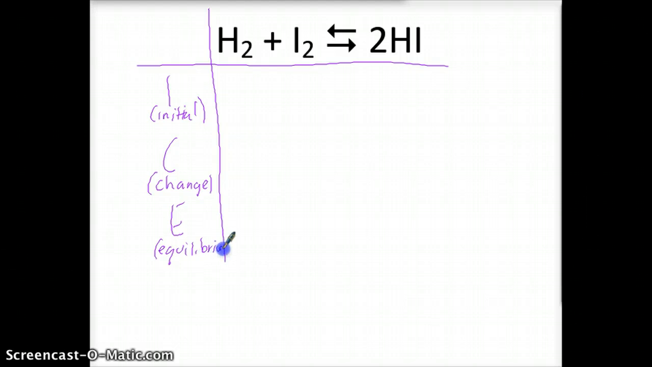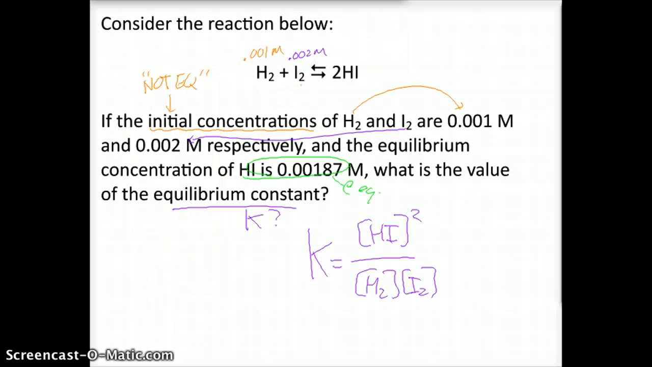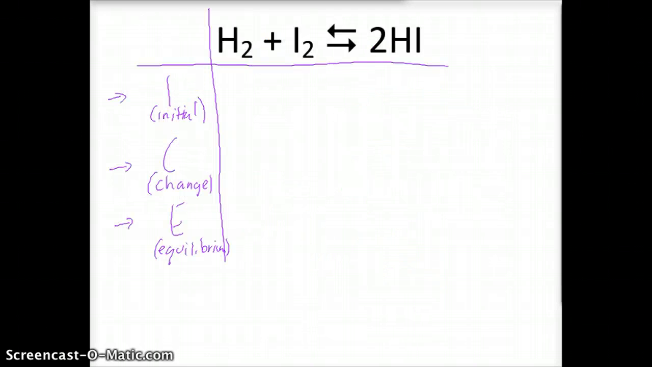Basically what we're going to track here is what are the concentrations initially in the reaction at the beginning? How are they changing, meaning which way are they shifting and by how much? And then what are they going to be equal to when we're at equilibrium? So let's plug in the values that I'm given. I know that the initial concentration of H2 is 0.001 and I2 is 0.002. I'm not given an initial concentration of HI, so I'm going to assume that it's 0 molar. If it's not given, assume it's 0.